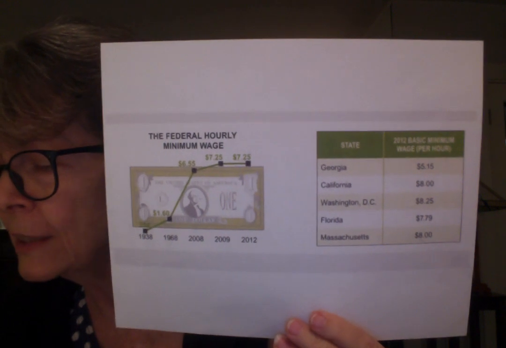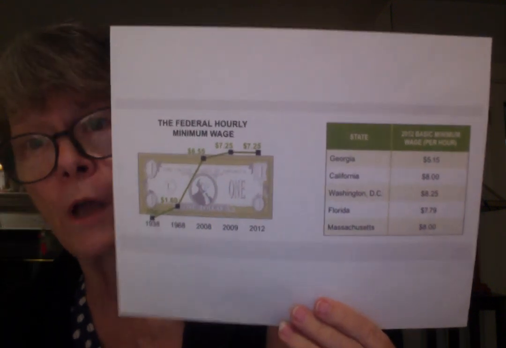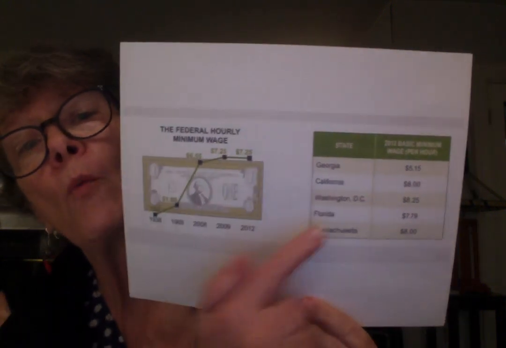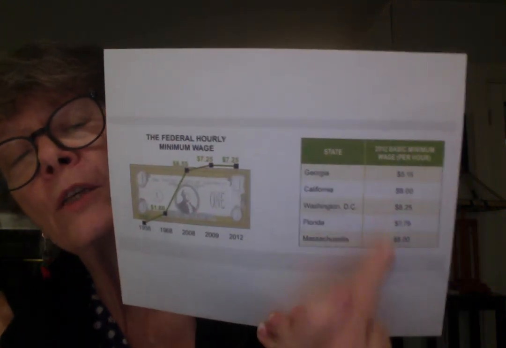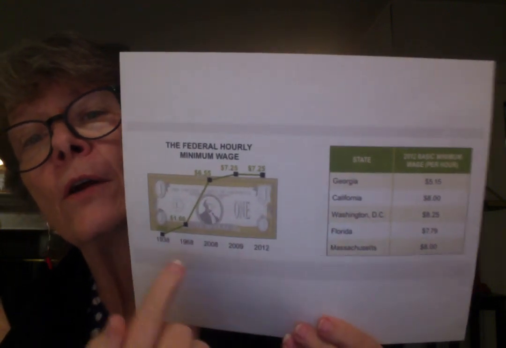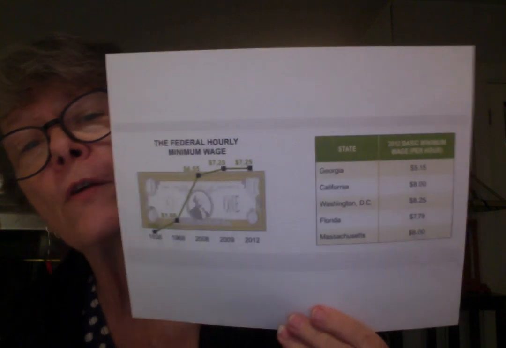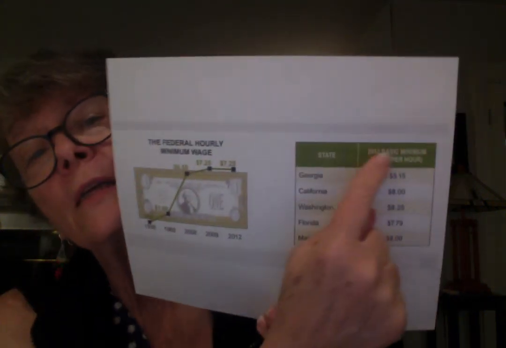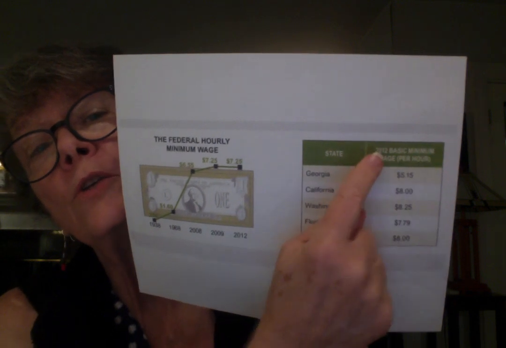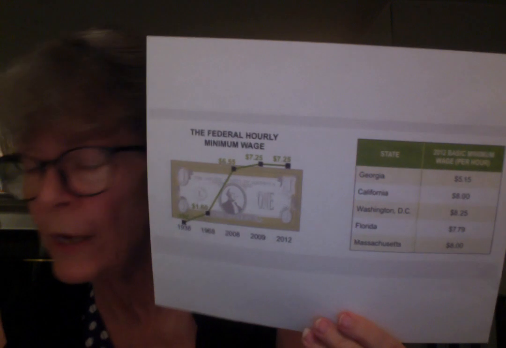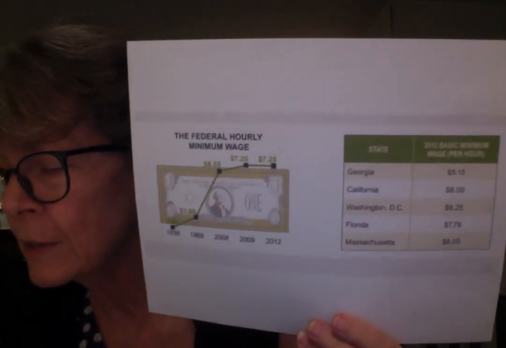B, Massachusetts enacted the first minimum wage law. Again, there's no information here about when these minimum wages were enacted or set. There are some years down here, but this is just about the federal government. I mean, there is the basic minimum wage in 2012. But there's nothing here about when different minimum wage laws were set, so B doesn't work.